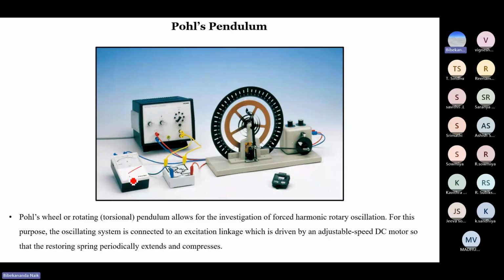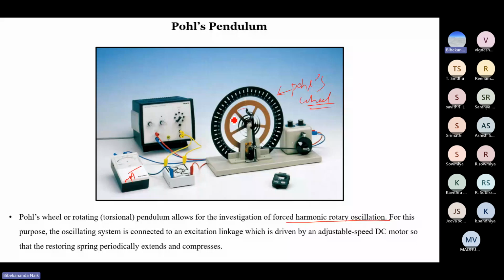This is the ammeter or milliammeter. Then this is the circuit, and this is the motor which is used to apply the force. Now the Pohl's wheel or rotating torsional pendulum. This is the Pohl's wheel. It allows for the investigation of forced harmonic rotary oscillation. So this is rotary oscillation.